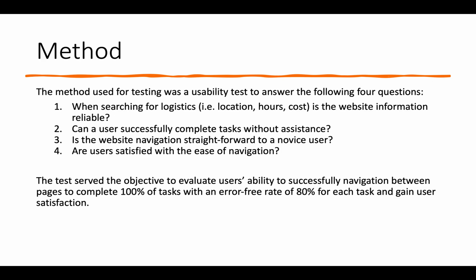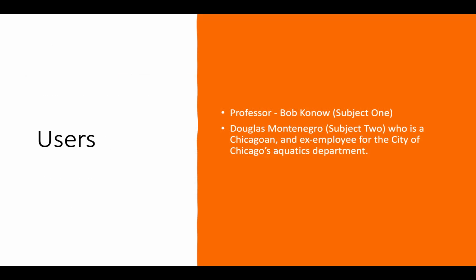The test serves the objective to evaluate users' ability to successfully navigate between pages to complete 100% of tasks with an error-free rate of 80% for each task and gain user satisfaction. The users for the testing were a class professor, identified as subject 1, and an ex-employee of the Chicago Park District's Aquatics Department, who is also a Chicago native and currently lives in Chicago, labeled as subject 2.